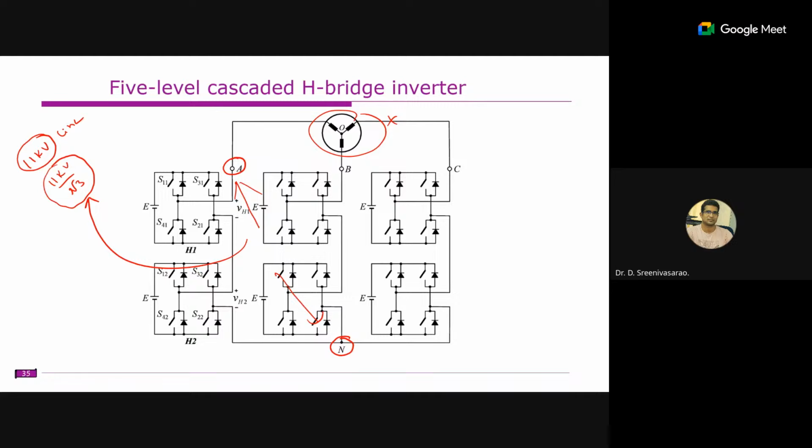So here the design is simple, as we discussed. There is a small thumb rule here. If you give 1000 volts on the DC side, you will get 625 volts RMS on the AC side. If you are giving 1000 volts DC, you usually get 625 volts AC RMS.